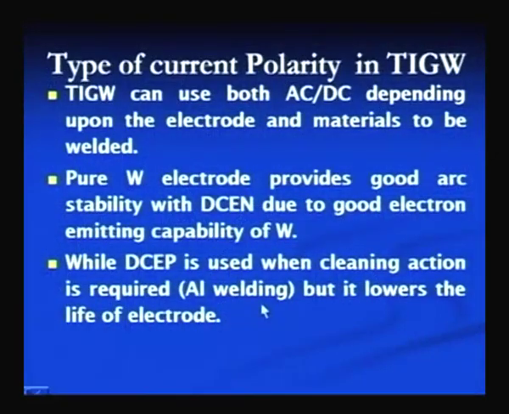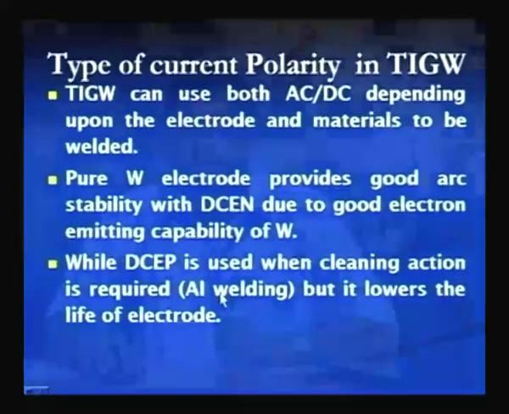But when DCEP is used, the workpiece becomes the negative one, so that electrons are expected to be produced by the workpiece. And mobile cathode spots are formed on the base metal side, and those mobile cathode spots help to loosen the refractory oxide film formed on the surface. That helps to provide the cleaning action. Loosening of the oxide film leads to better cleaning of the oxide film from the surface.